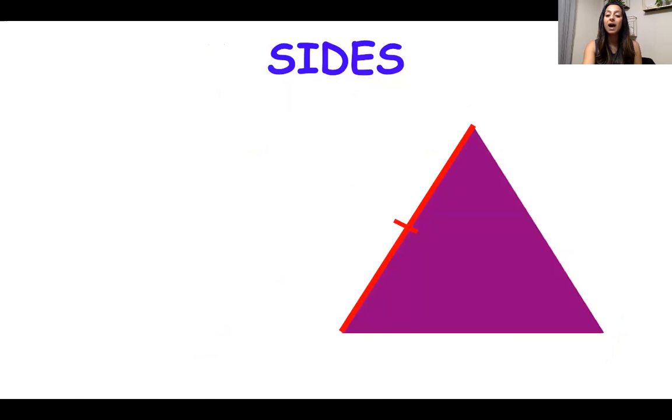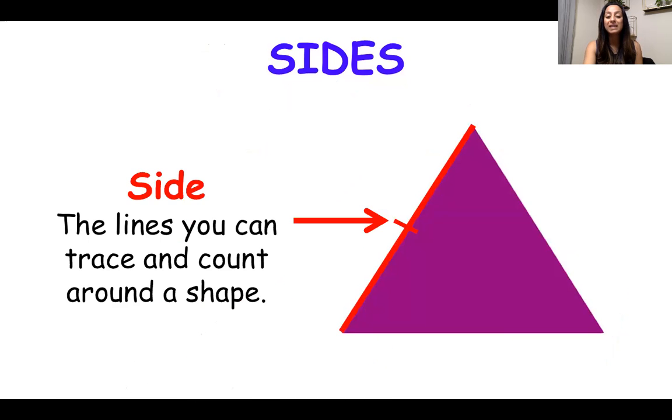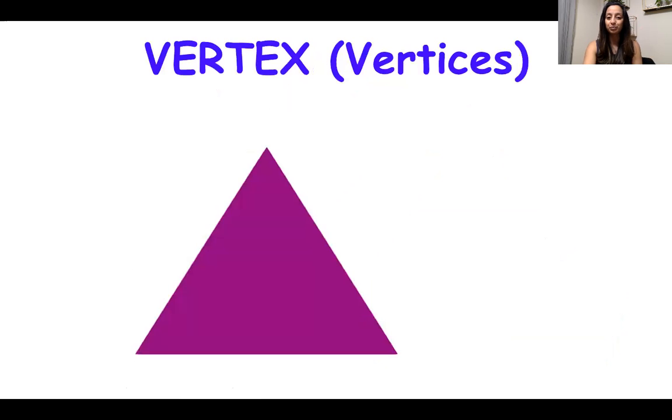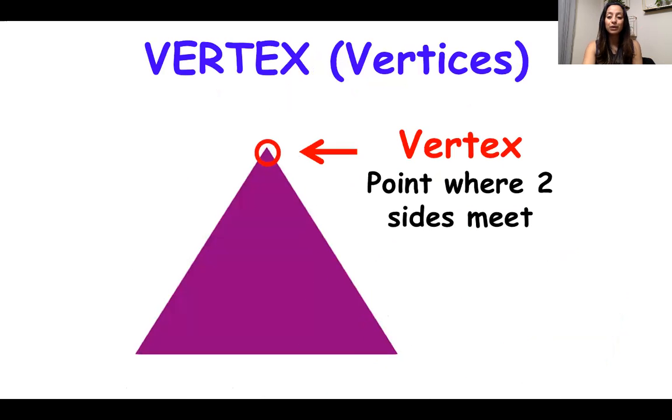Sides are the lines that you can trace and count around a shape. So after you draw a shape, stop and trace and count all the lines or the sides that you drew. Are you sure you drew the right number of sides to make the shape that you wanted? Vertexes or vertices are the points where 2 sides meet. So after you draw a shape, make sure you count all the vertexes. Do you have the number that you need to make the shape that you need to make?